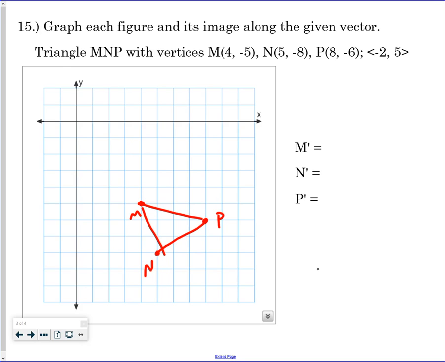Just like yesterday, I'm going to show you both options. I'm going to show you the algebraic way where you figure out the ordered pair and then graph it. And then I'm going to show you the geometric way where you graph it and then figure out the ordered pair. Some of you preferred one, some of you preferred the other. I'm going to do both, okay?